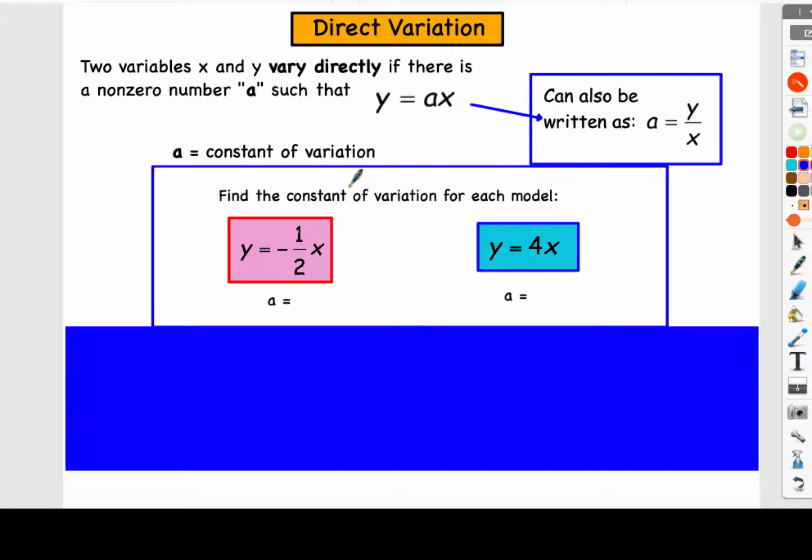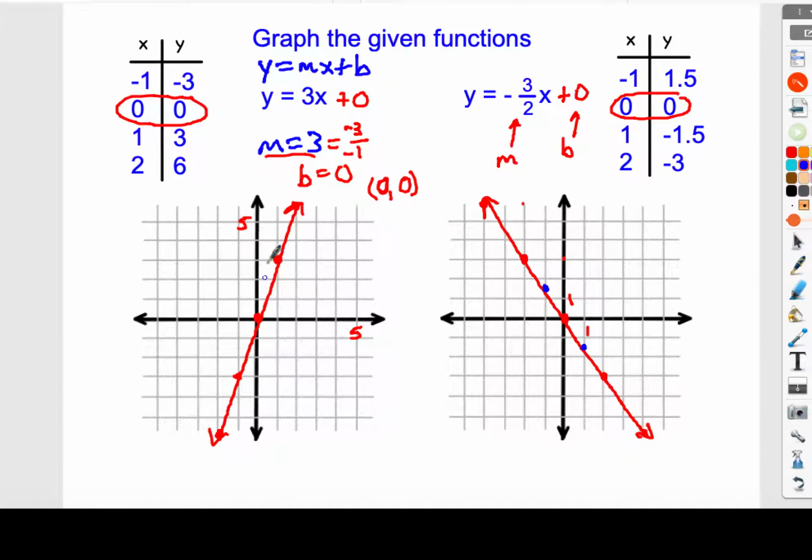As x goes up by 1, a tells you what y is going to do. So similar to our equations back here, as x increased by 1, you'll notice that y went up by 3, right? Negative 3, 0, 3, 6. As x went up by 1 in our second equation, right? Negative 1, 0, 1, 2. We went down by negative 3 halves. 1.5 down to 0, down to negative 1.5, down to 3. We went down by 1.5, right? For every x value we went up.